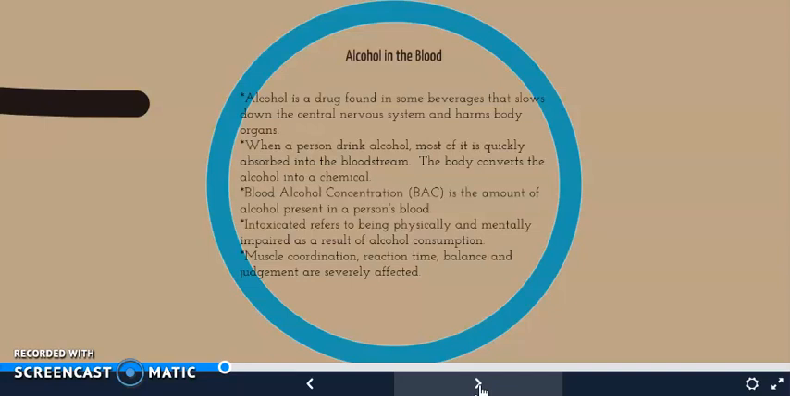Blood alcohol concentration, or BAC, is the amount of alcohol present in a person's blood. BAC is given as a percentage. The higher the BAC, the greater the effects of alcohol. In the state of Illinois, a BAC of 0.08 is considered intoxicated. Intoxicated refers to being physically and mentally impaired as a result of alcohol consumption. Muscle coordination, reaction time, balance, and judgment are severely affected.